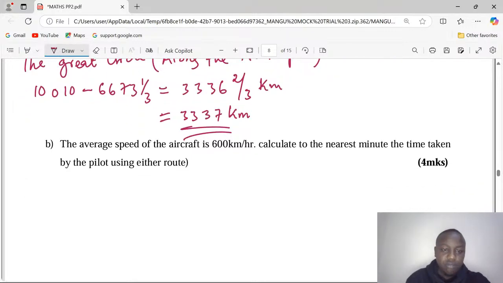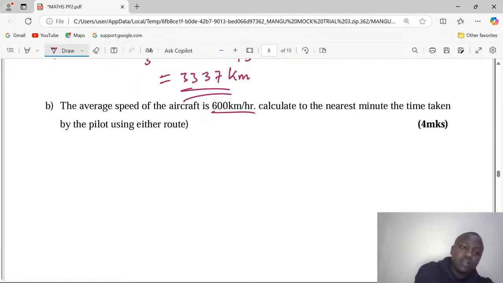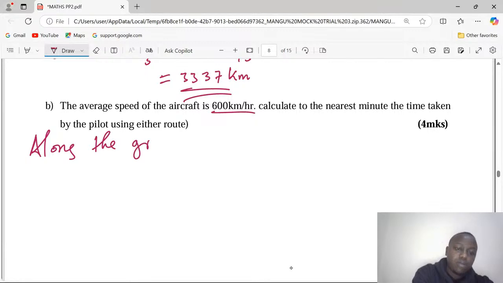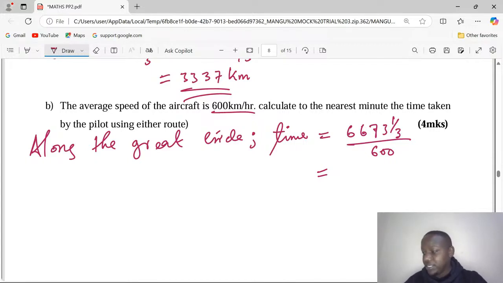Part B. We are also determining the average speed. The average speed of the aircraft is 600. Calculate to the nearest minute the time taken by the pilot using either route. So along the great circle, the time, remember generally time is given by distance over speed.